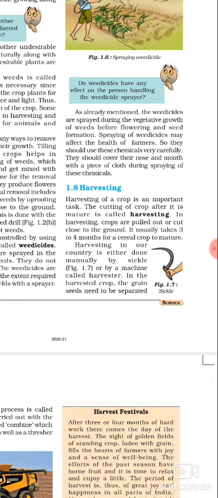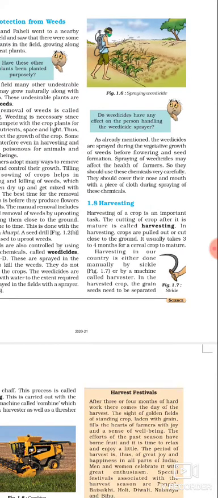So harvesting of a crop is an important task. We should cut the crop after it gets mature. This is called harvesting. The cutting of a crop after it gets mature is called harvesting. Harvesting we can do either manually or with a device.